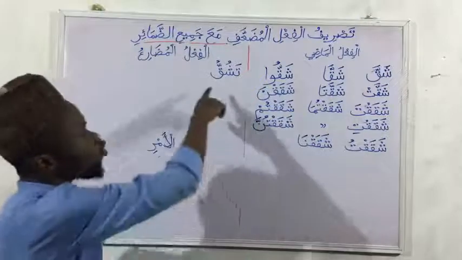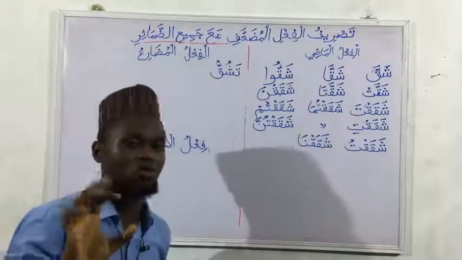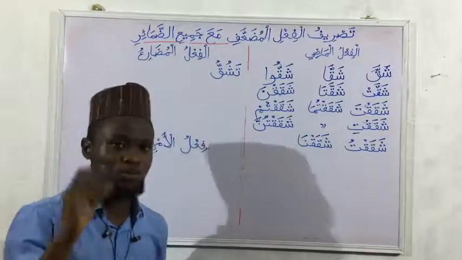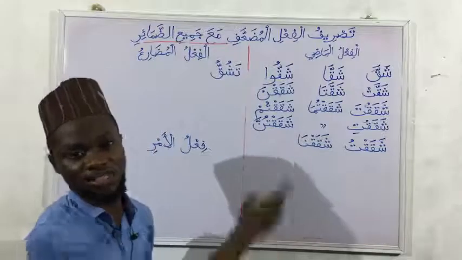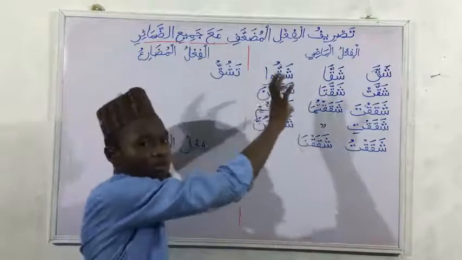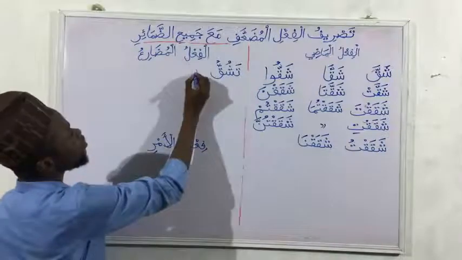So tashukku will become what? Tashukkani. It is Mudori, so the noun has to be here. It's different from Madi. You can see in the Madi we do not have any noun except the pronoun. But here it is Mudori, we have to observe the noun. So tashukku becomes Tashukkani.